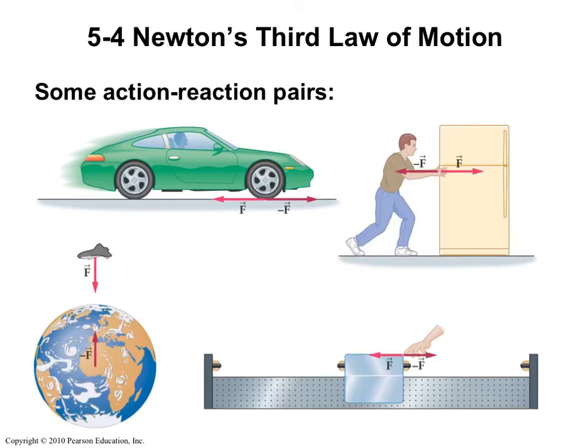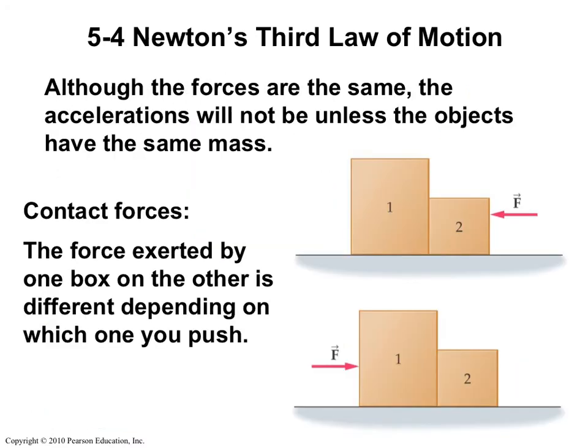Here are some examples of action-reaction pairs. For instance, this person is pushing on the refrigerator, and the refrigerator is pushing back. The car pushes forward, and there's also a push back between the wheel and the road. Just a few examples. Now, how do we use Newton's third law in AP Physics?